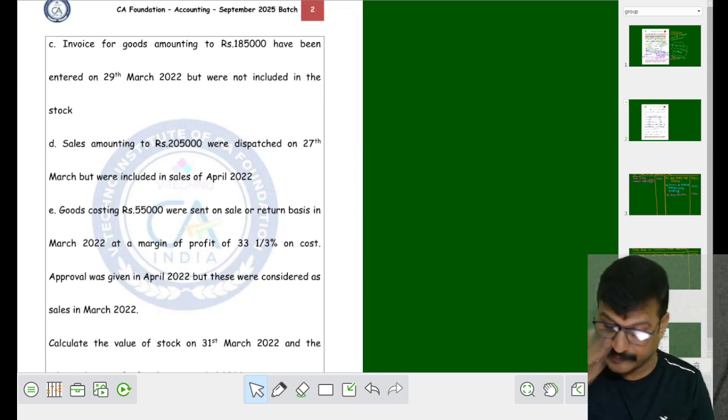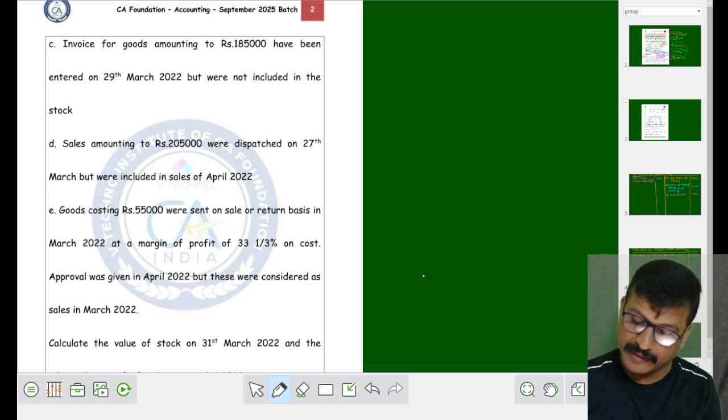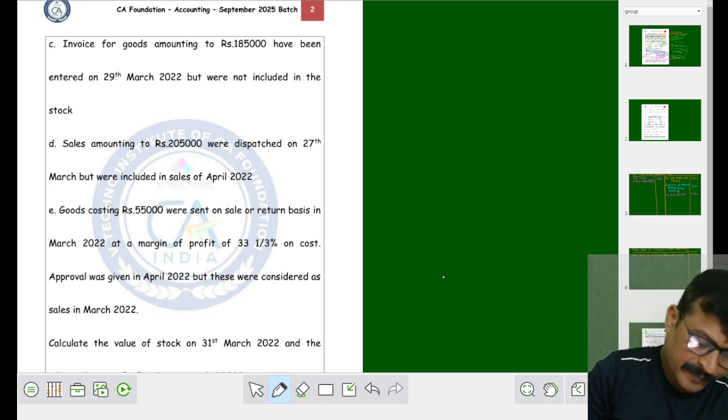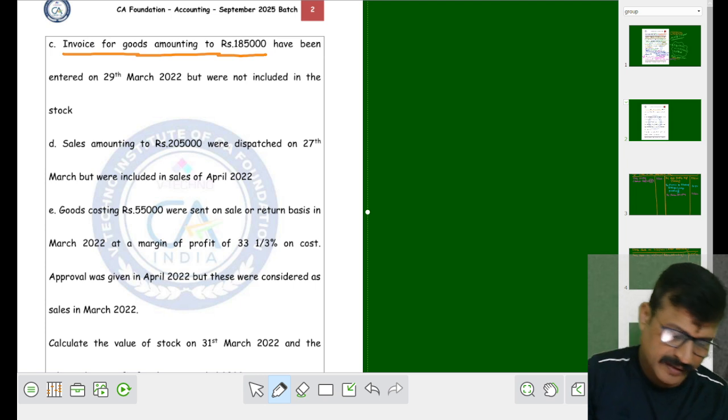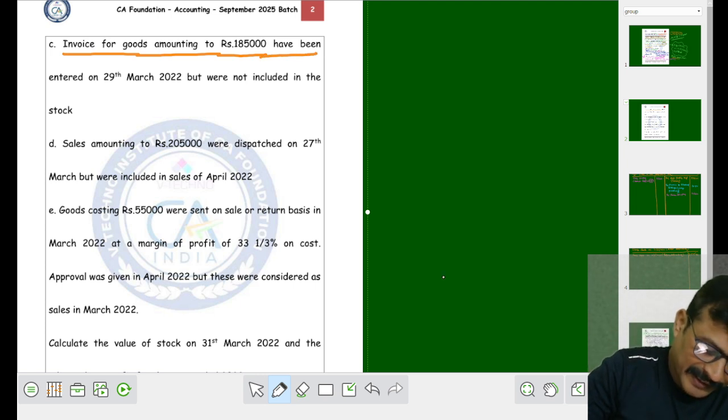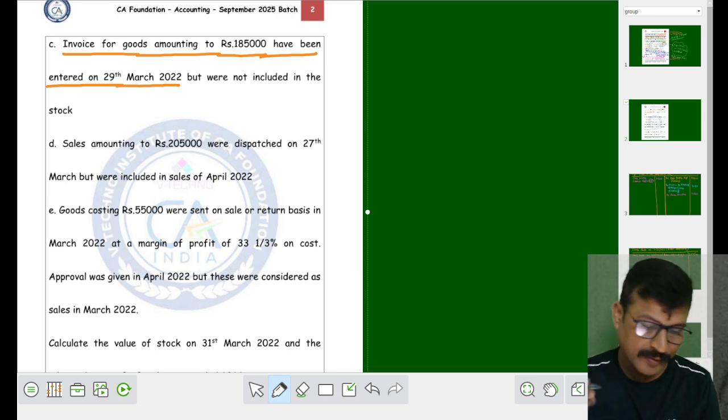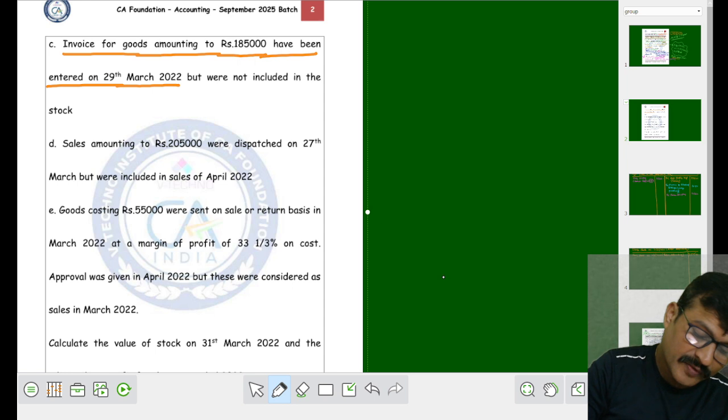See what happened. Every point is difficult. Please remember, every point is difficult. Invoice for goods amounting to rupees 1,85,000 have been entered on 29th March. Entry हुआ, क्या हुआ? Invoice for goods.